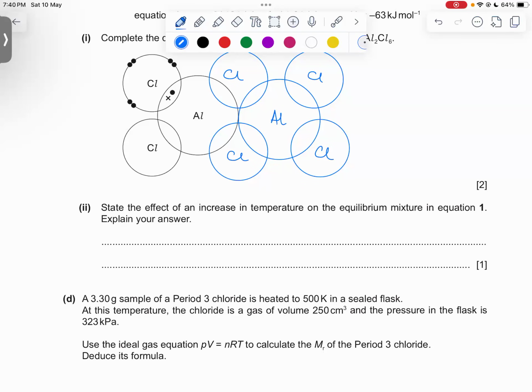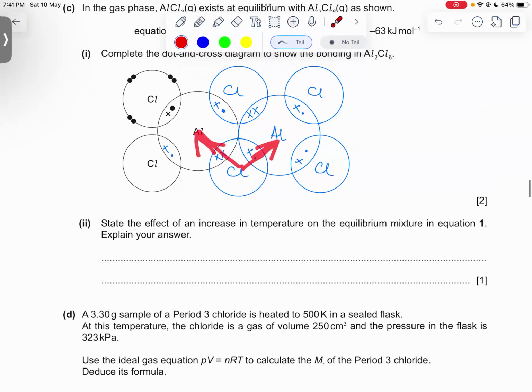All right. So both aluminums have three dots and three crosses. So this guy also has three dots and three crosses, right? And then there are two dative bonds. So this is having a dative bond with this one, and this is having a dative bond with this one. This chlorine has a dot and cross diagram with this aluminum and a dative bond with this aluminum. And this chlorine has a dot and cross with this aluminum and a dative bond with this aluminum. This is how you draw it.